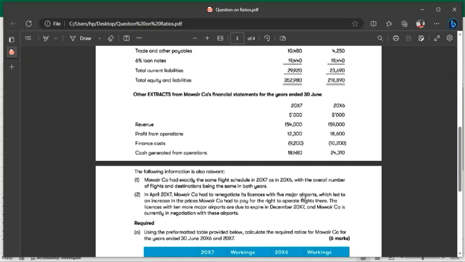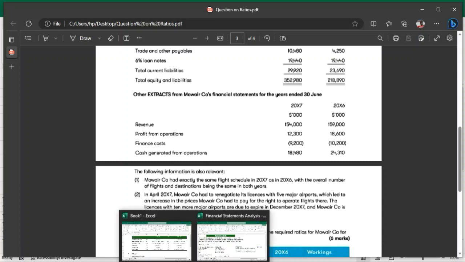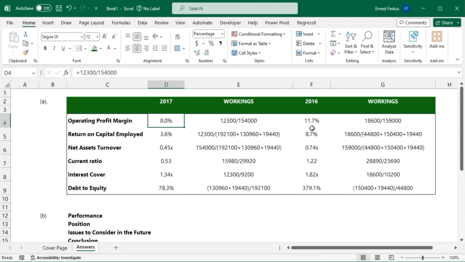So this is the possible cause of our operating margin declining. That is a significant decrease in our operating margin. Oh, sorry. So this is 11.7% and this is 8%, a decrease of 3.7% of our profit margin.